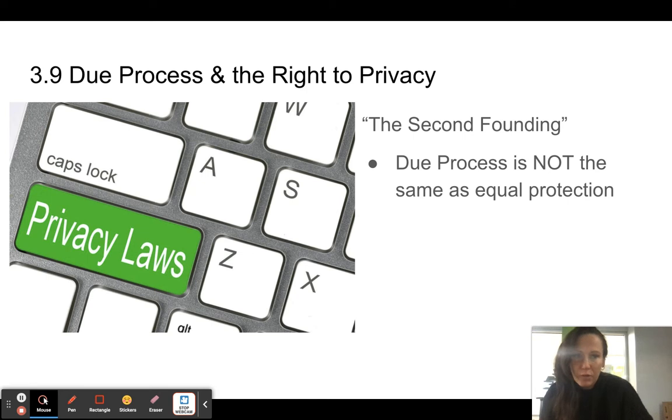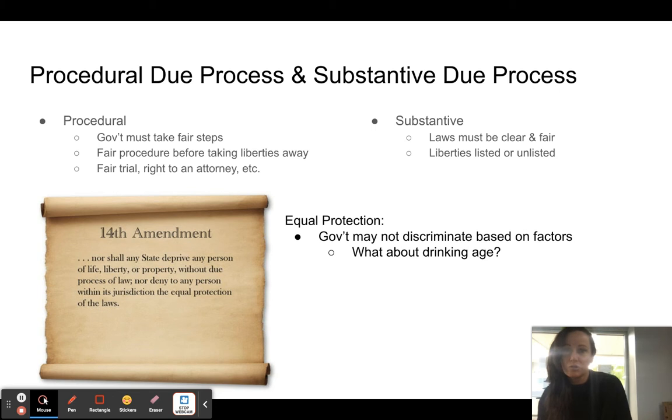Now, there's a few reasons why the 14th Amendment is sort of considered the second founding, because it allowed for a different way to look at the Constitution, some say, or in the way it extended the rights of certain things through states. So we're talking about due process. We can also talk about equal protection. Keep in mind that they're not the same things. And even with due process, there's different types of due process. We have procedural due process and we have substantive due process.